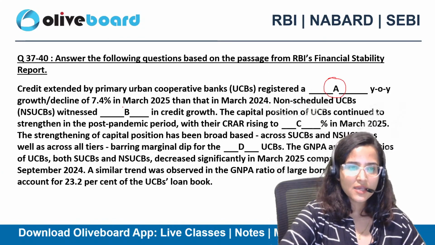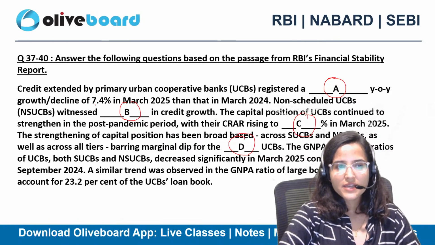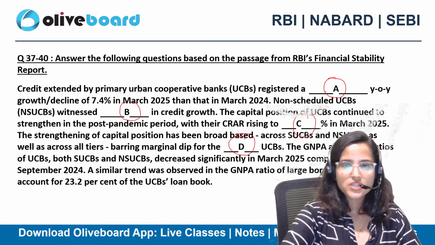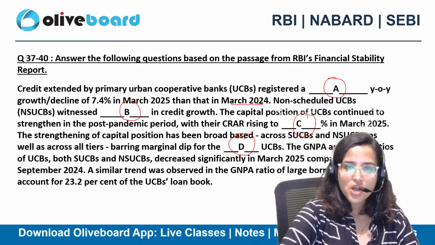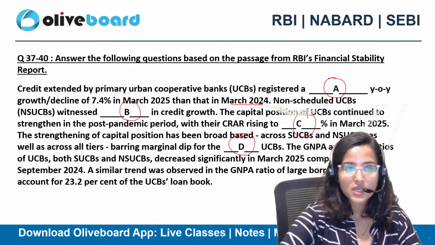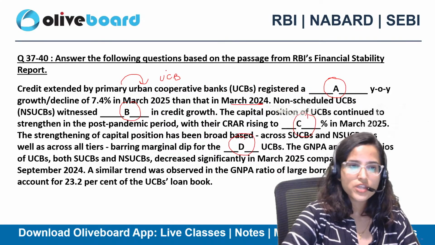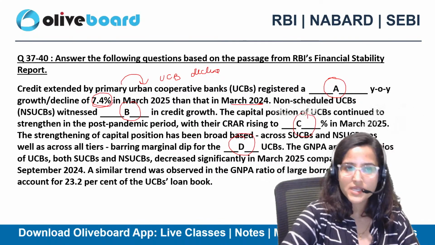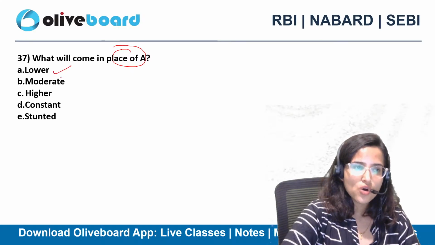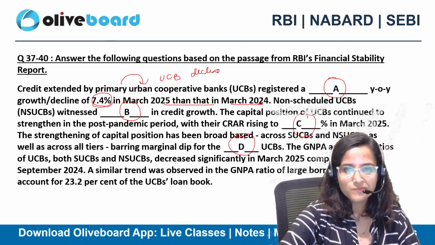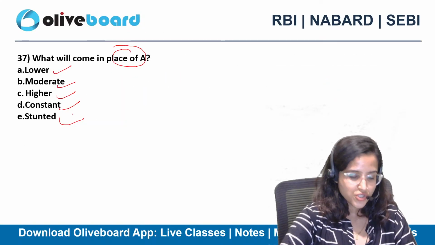So here we have marked A, B, C, D, है ना. So you have to answer these only. ठीक है. Credit extended by primary urban cooperative banks registered a dash year-on-year growth or decline of 7.4% in March 2025 than that in March 2024. So read this question carefully. So what will come in place of A? Lower, moderate, higher, constant, or stunted?